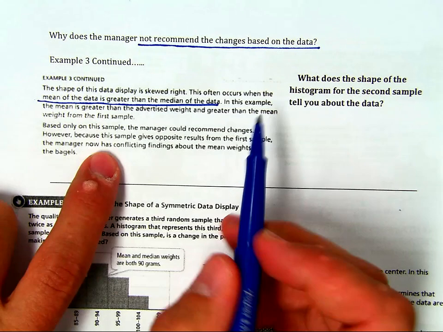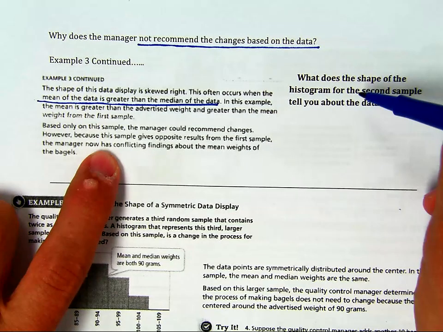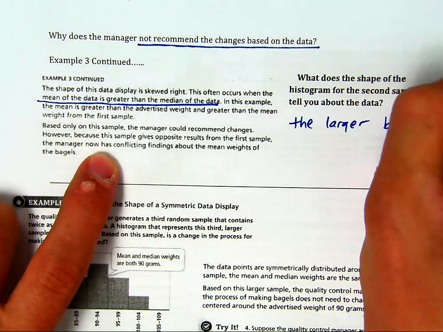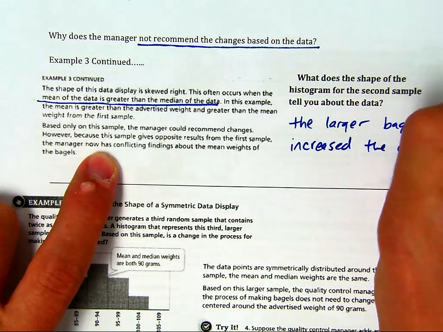What does the shape of the histogram for the second sample tell you about the data? Right. It says the larger bagels, okay, increased the average. Okay.